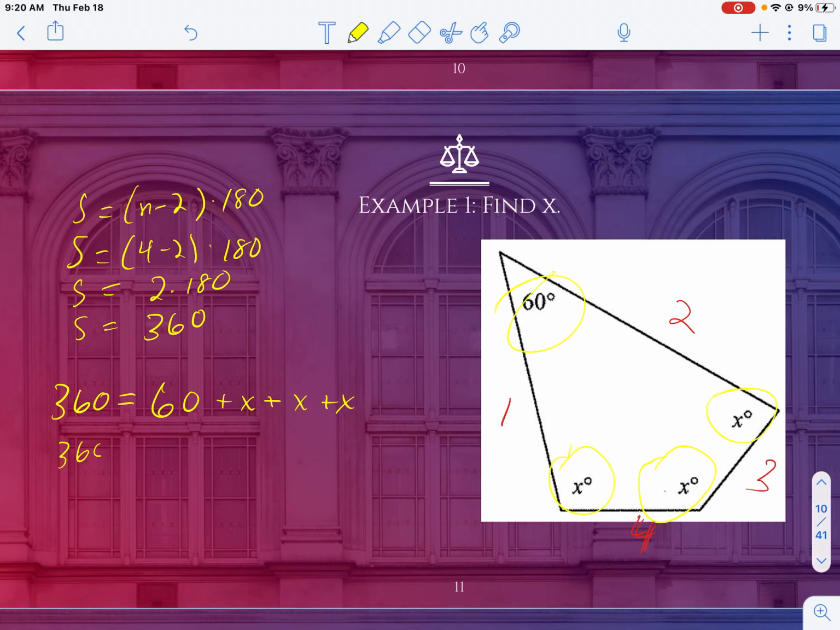I get 360 equals 60 plus 3x. Subtract 60 from both sides. 300 equals 3x. Divide by 3, and I get 100 equals x. And that's my final answer.